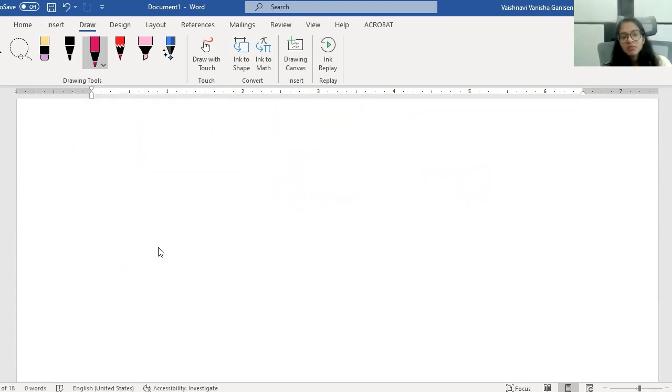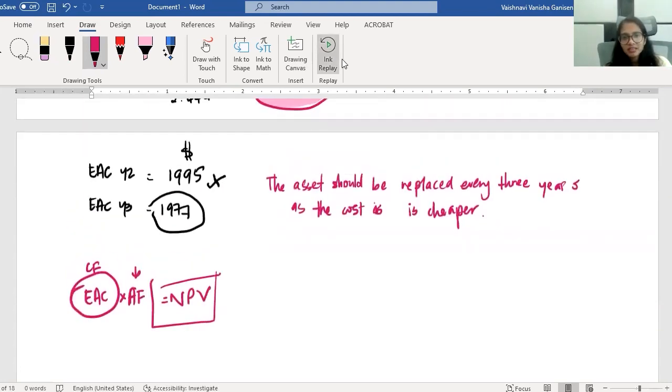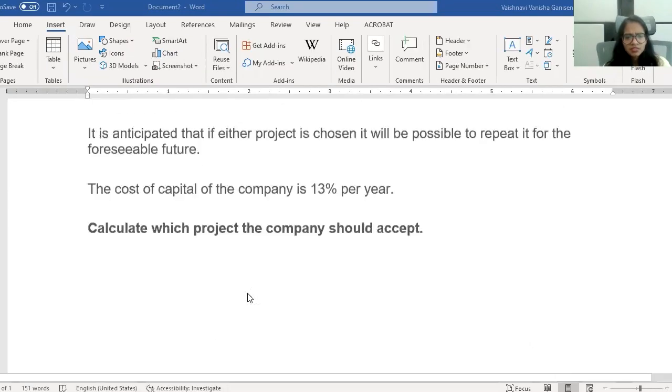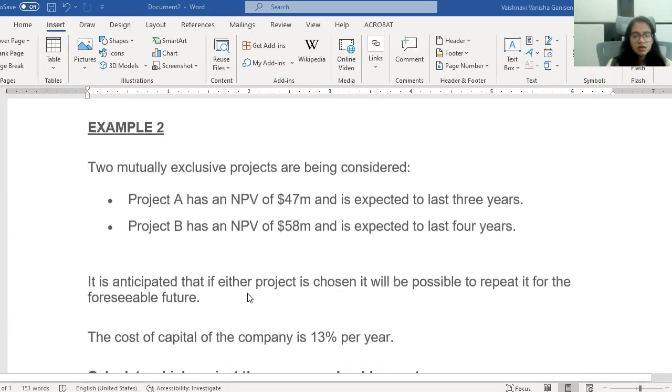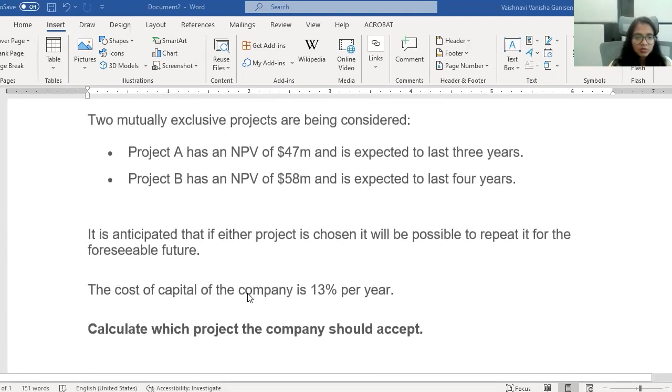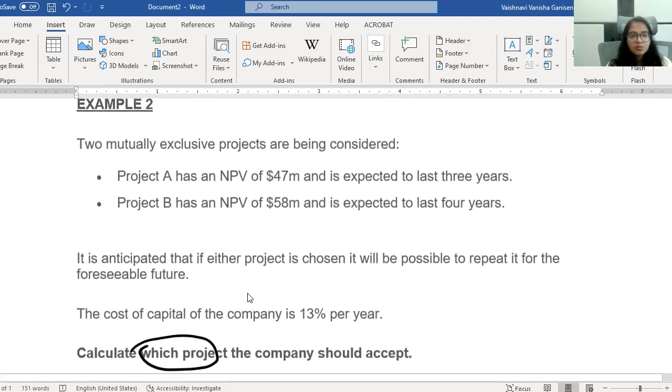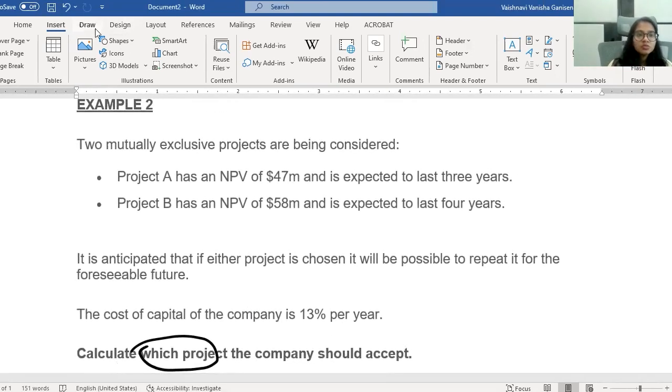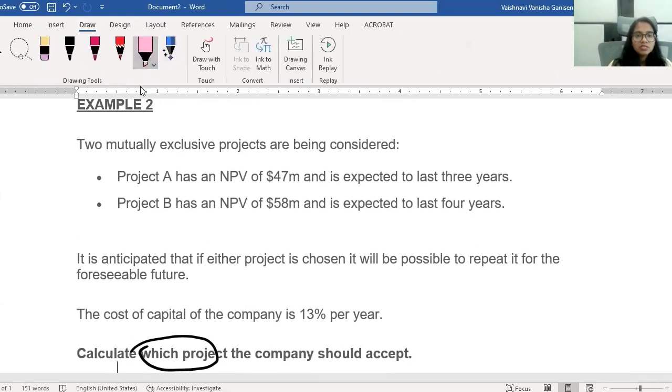Now let's move to the second part of the question, which is equivalent annual benefit. So for equivalent annual benefit, you can see here, he asks you to calculate which project the company should accept. Now, for this example, you have two mutually exclusive projects.